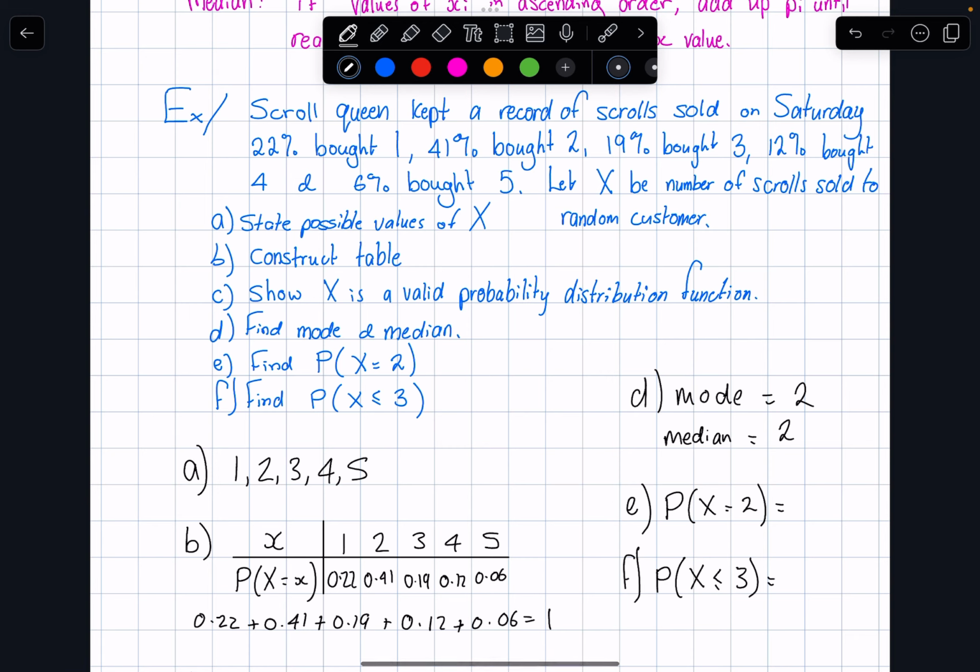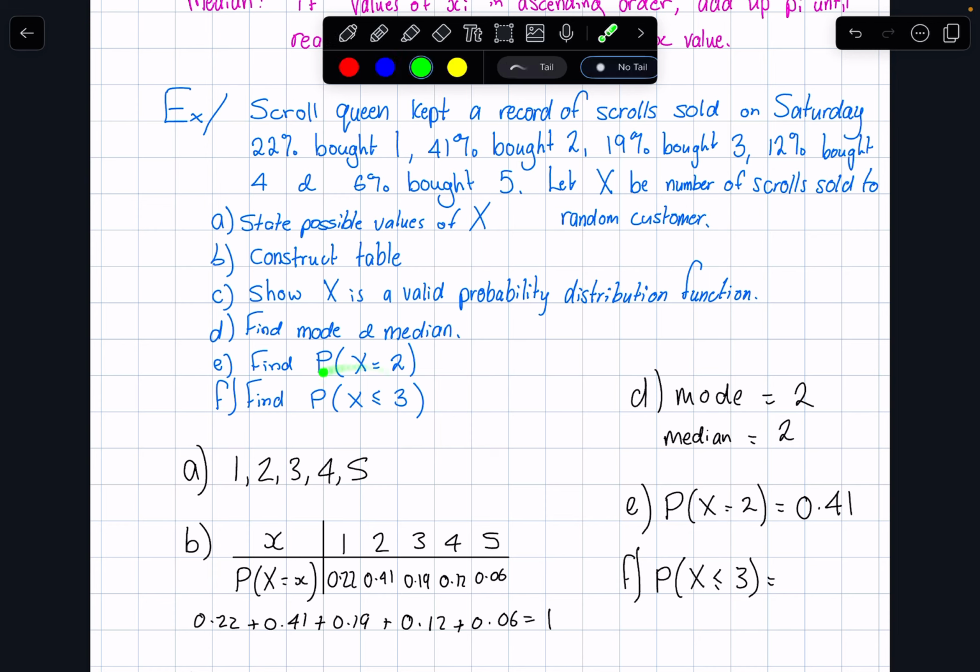Nice and simple. Now, one thing you'll also be asked is to find the probability of exact things happening and events occurring. So find the probability that my random variable is equal to 2. Well, that's just the probability that we get 2, which is 0.41.